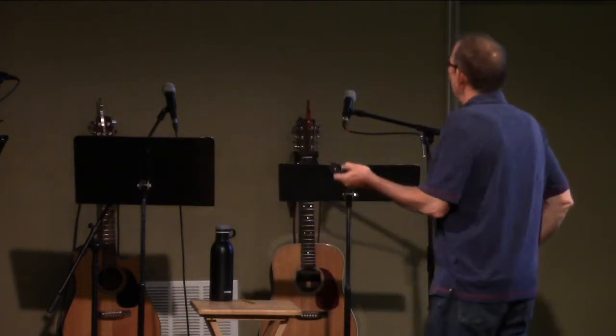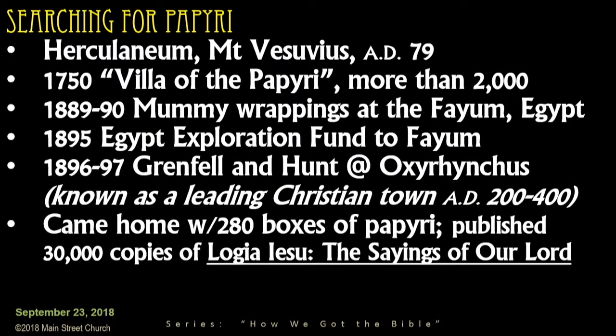They find very little until they turn their attention to the dump in town. And when they get to the dump, they find a ton of stuff. They came home with 280 boxes of papyrus. A ton of stuff. And they eventually sifted out the ones that were New Testament. And along with the other 30,000 copies, they called it Logia Jesu, which is the sayings of Jesus our Lord.